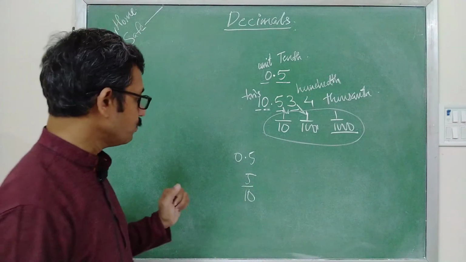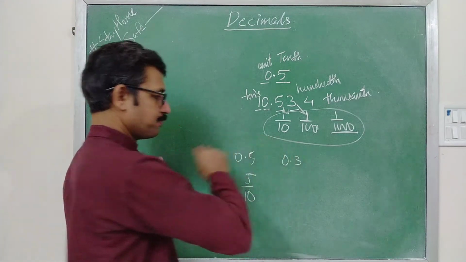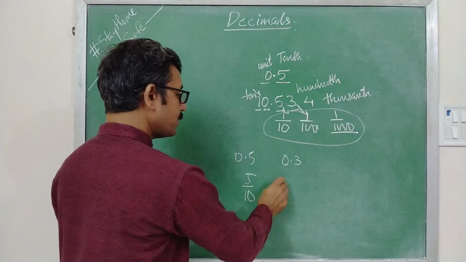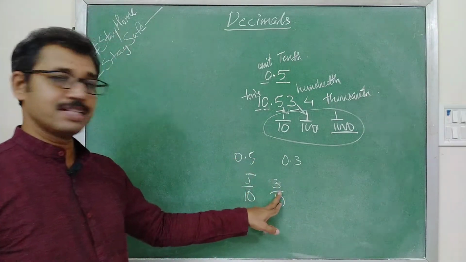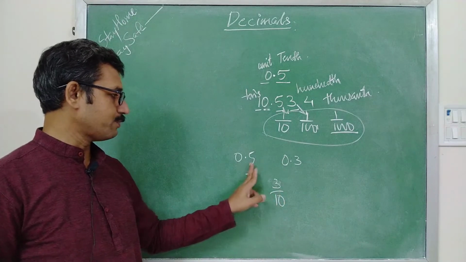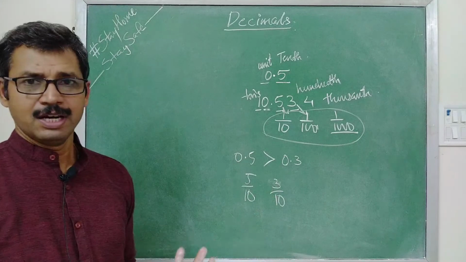Now the other is 0.3. Here 0.3 means 3 upon 10. Now you know that 5 is greater than 3, so 0.5 is greater than 0.3, because the denominator is same. Understand, like that it is.